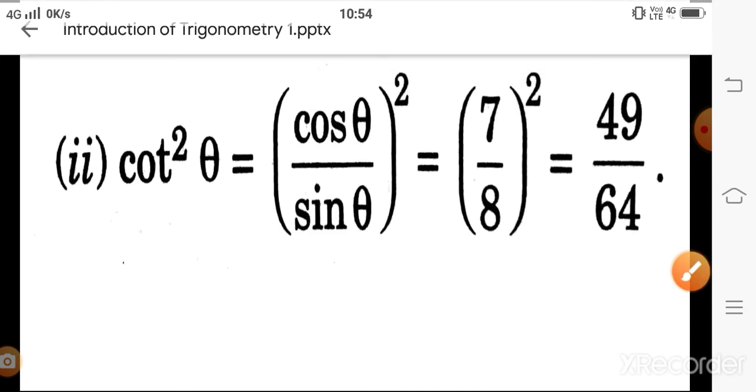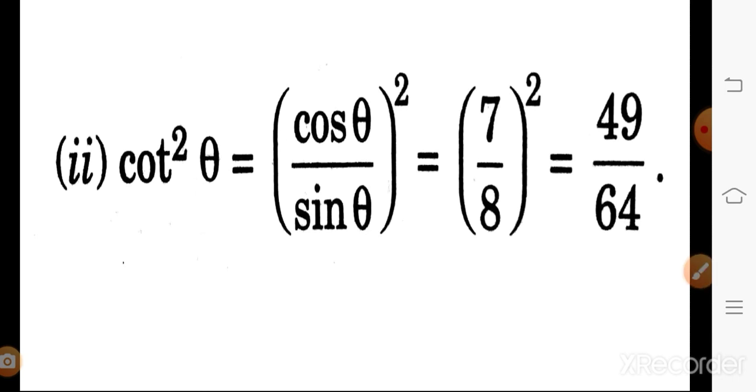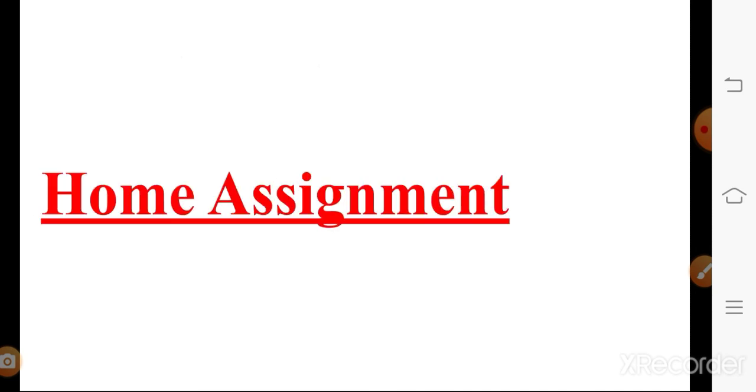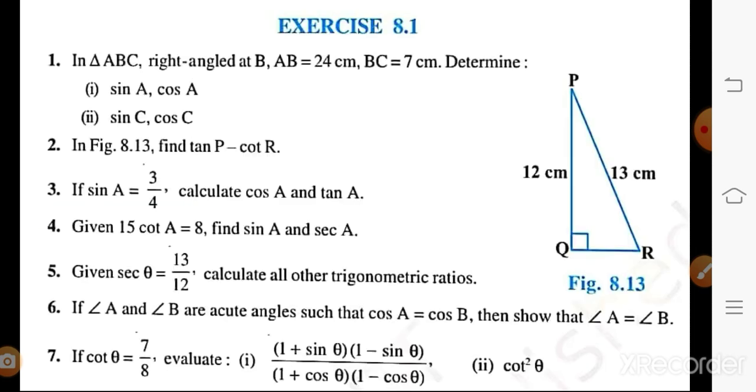For the second part, we have to find cot square theta. Cot is the reciprocal of tan, and tan theta is sin theta upon cos theta, so cot theta is cos theta upon sin theta. Putting the values of cos and sin, we get 7 upon 8. Then 7 square is 49 and 8 square is 64. On the basis of this concept, you are able to solve the questions from exercise 8.1. Solve these questions of exercise 8.1.